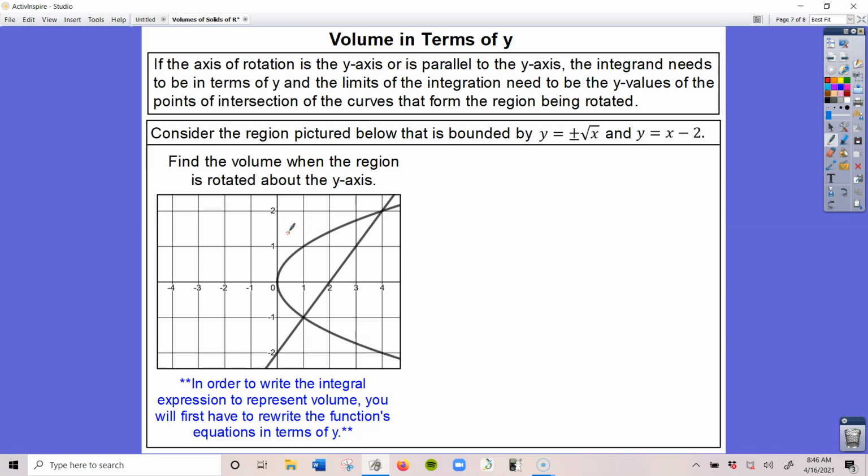But our functions are never given in terms of y, they're given in terms of x. So we would need to change everything. Now let me draw this out so you can see exactly what I mean. Consider the region pictured below that is bounded by y equals the square root of x and y equals x minus 2. Find the volume when the region is rotated about the y-axis.